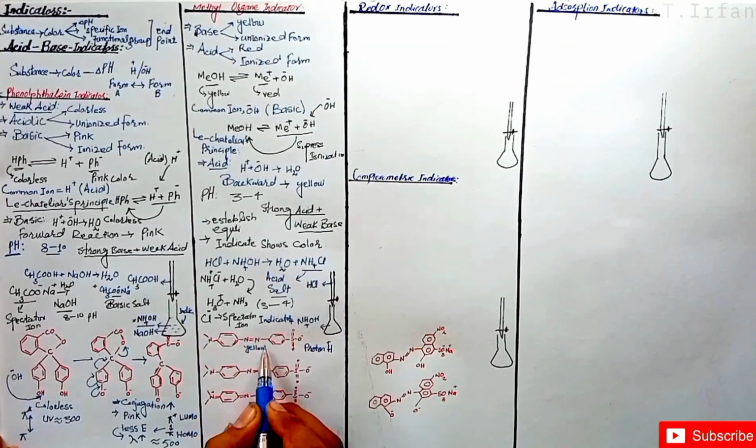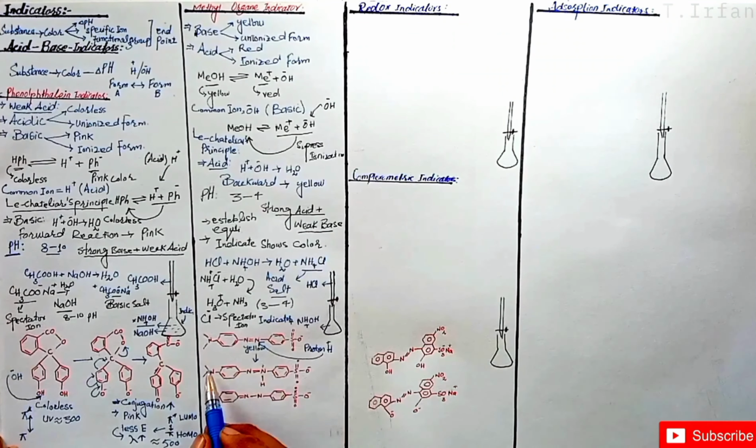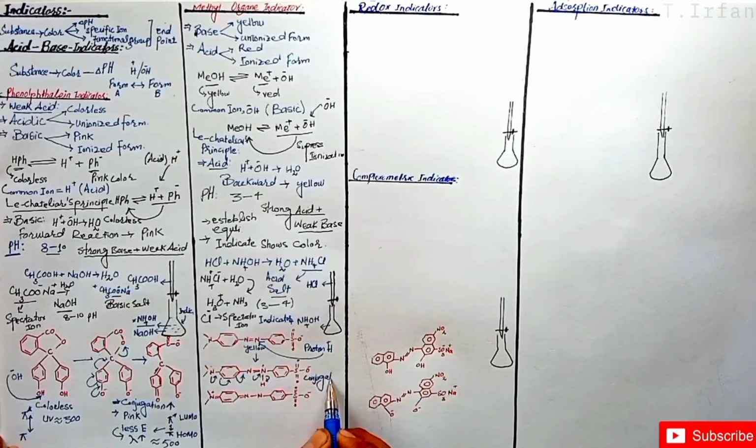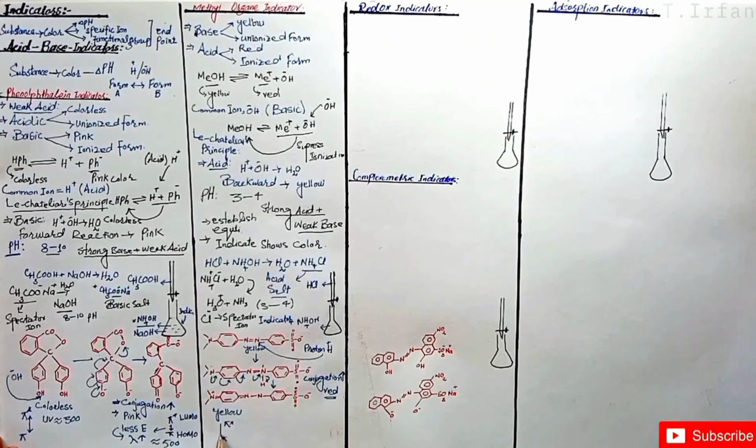This is the unionized form of methyl orange which exists in basic medium and has yellow color. When this finds acidic medium, it forms a coordinate covalent bond with a proton. Now this ionized form in acidic medium has nitrogen with 2 methyl groups and another nitrogen with positive charge. This increases the conjugation, so red color appears in acidic medium. The unionized form of this indicator in basic medium has less conjugation and more gap between pi and pi star, while on the other hand, in acidic medium the ionized form has less gap between pi and pi star.